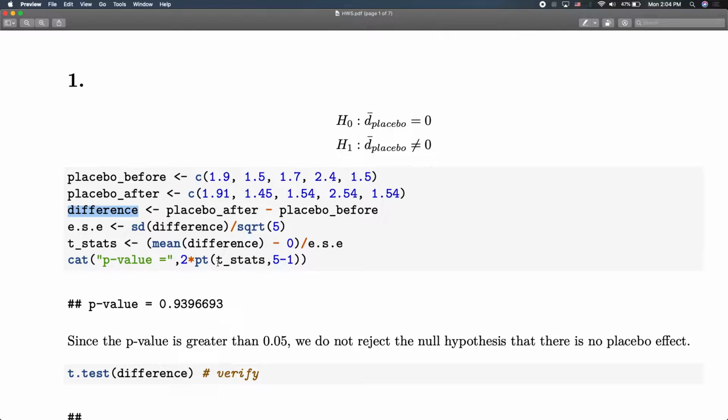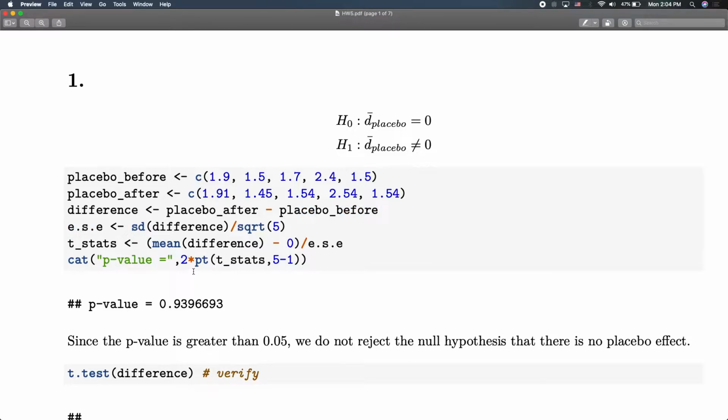Once we have that, we can proceed to calculate the test statistic, which is the mean of difference, denoted by d bar, minus 0. The 0 comes from here: we are trying to test this hypothesis, which is equal to 0. So we minus 0, and then divide by the estimated standard error, the one that we just calculated. And that will be our test statistic.